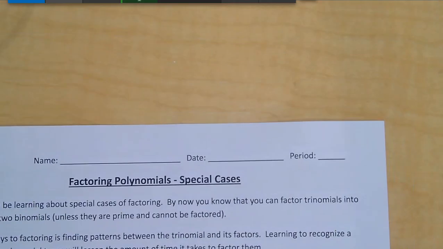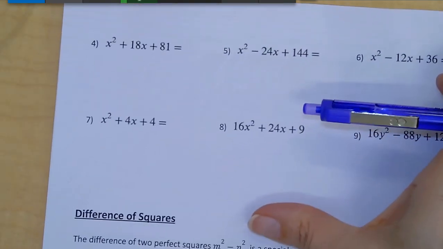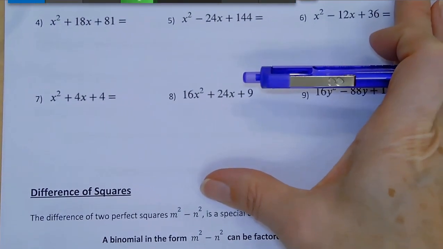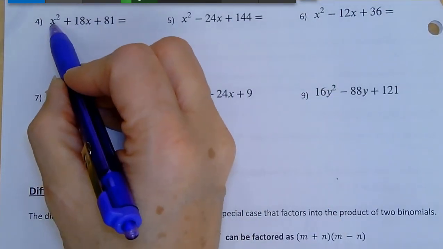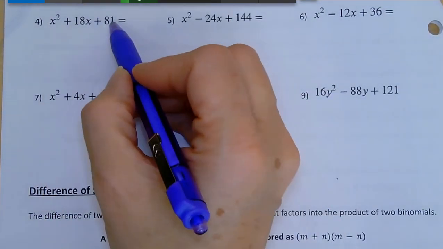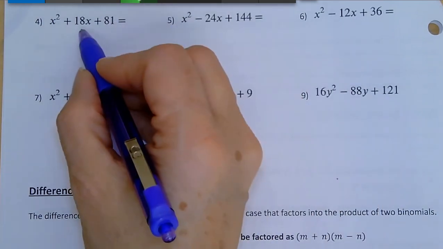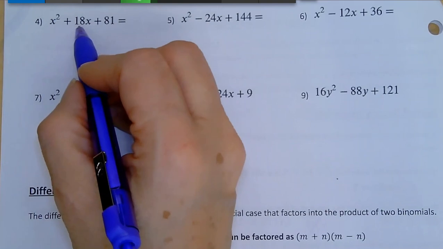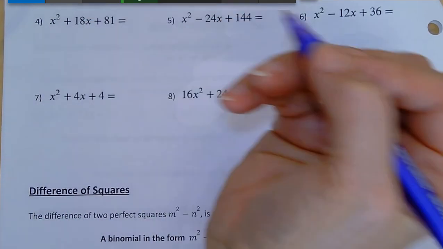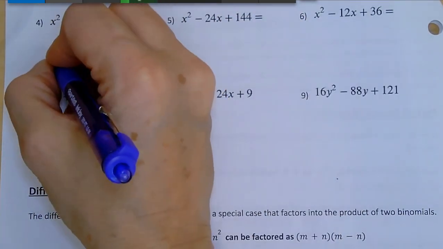Okay, so let's take a look. I have x squared plus 18x plus 81. Is it a perfect square trinomial? x squared is a perfect square, 81 is a perfect square. Is my middle term 2 times the square root of the first times the square root of the last? 2 times 9x is 18x. So yes, I know it's a perfect square trinomial.